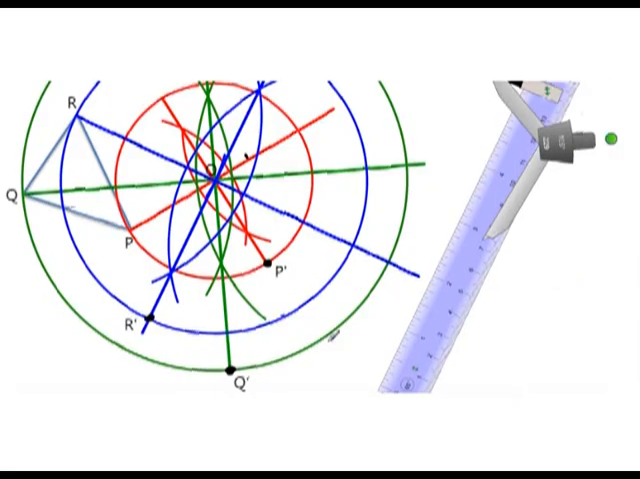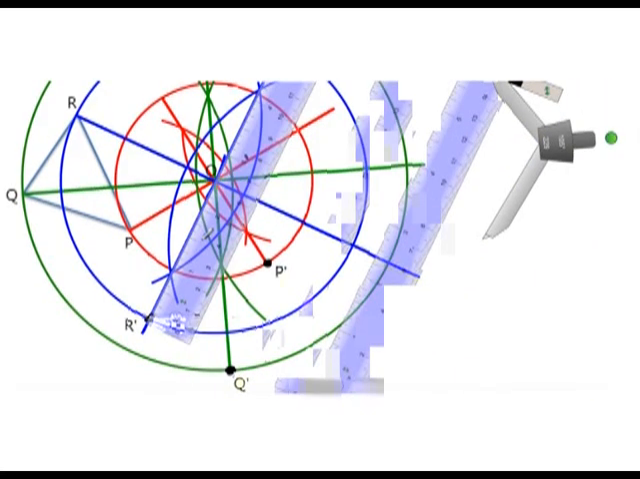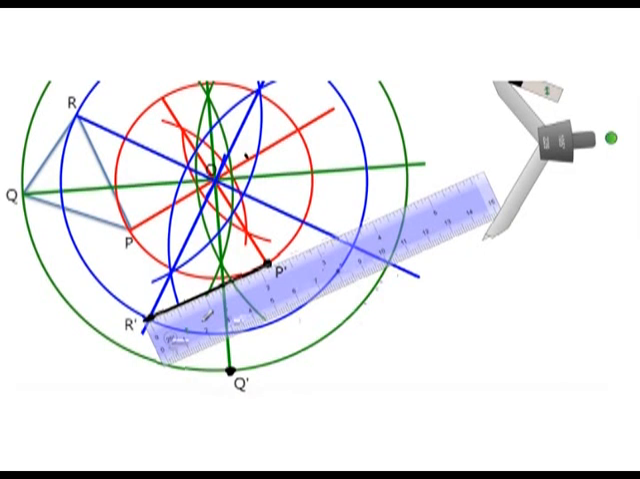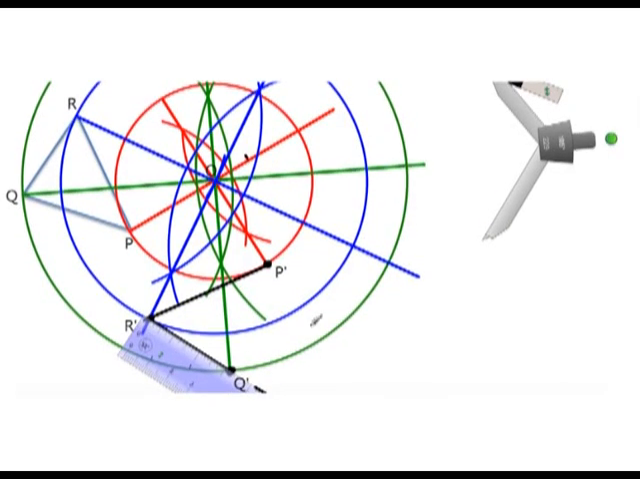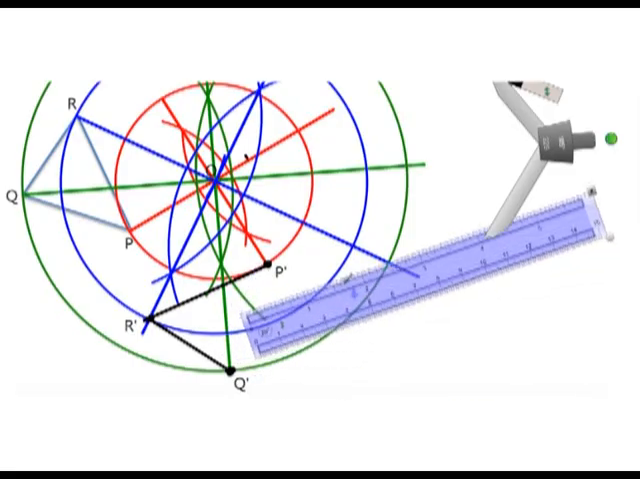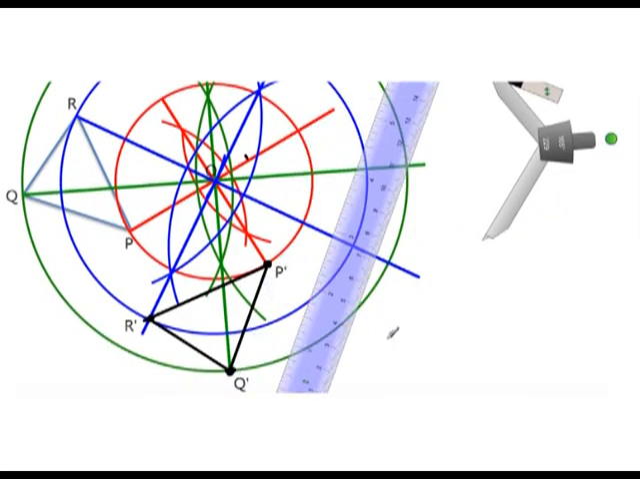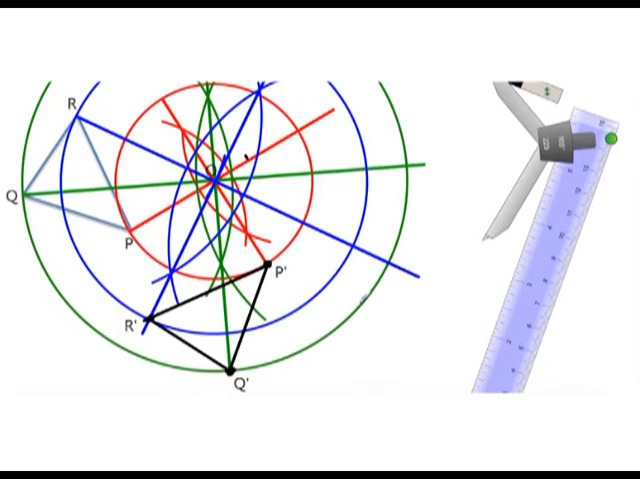Now I will simply join the 3 points. And this is the figure. And so the blue triangle has been rotated positive 90 degrees about the center of enlargement O to become the black triangle.